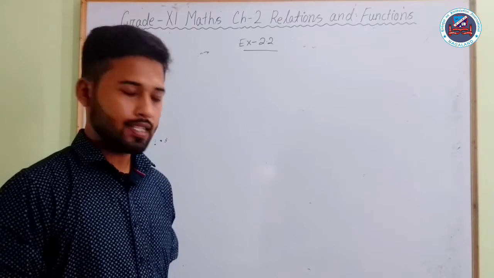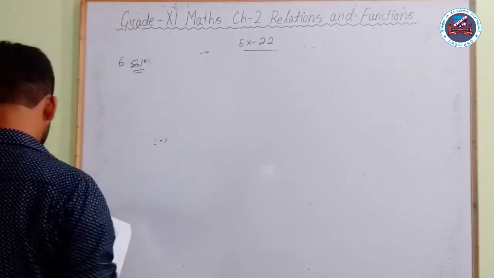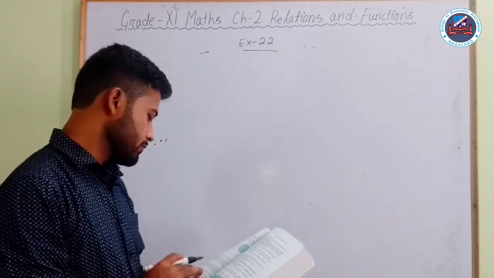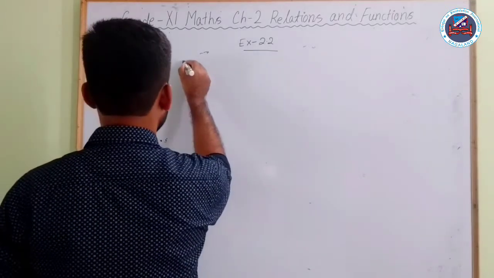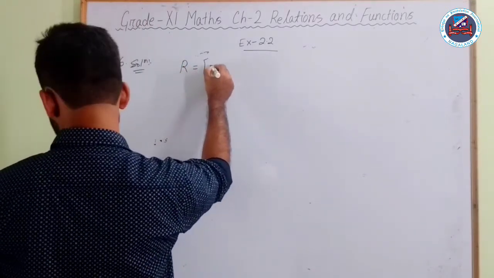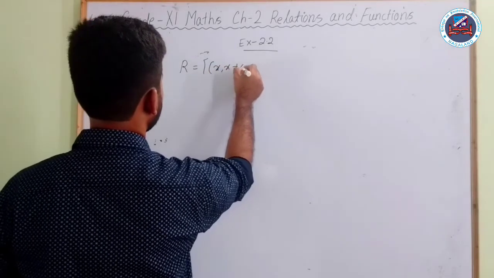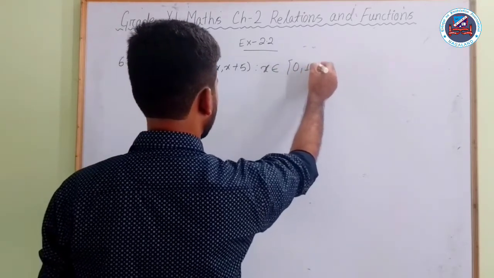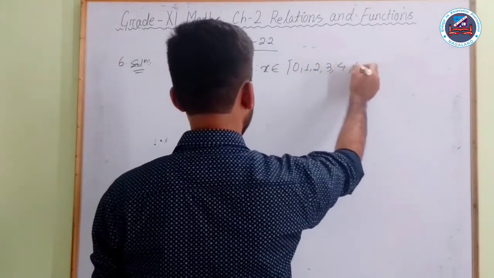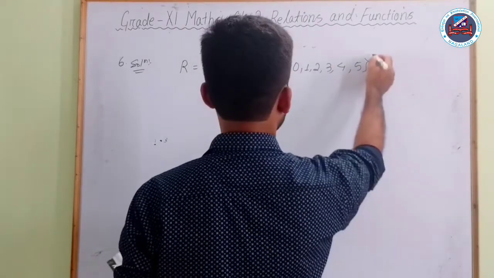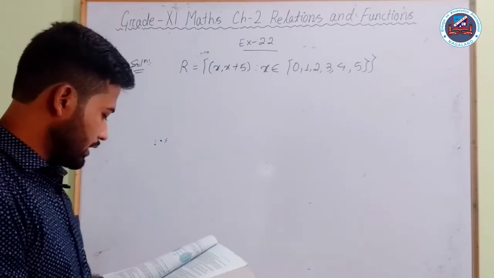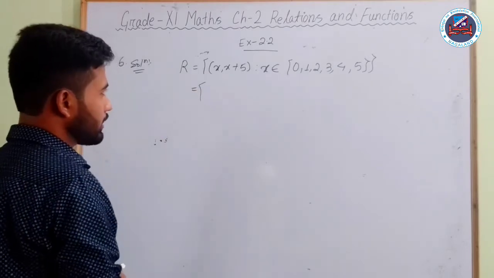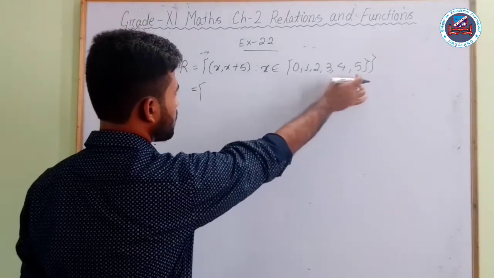Now let us see question number 6, that is, determine the domain and range of the relation R defined by R is equal to (x, x plus 5). So let us write the relation here. R is equal to (x, x plus 5) such that x belongs to {0, 1, 2, 3, 4, 5}. Okay, so this is our relation. We need to determine the domain and range of the relation. If I want to write it in the roster form, here x belongs to 0, 1, 2, 3, 4, 5.